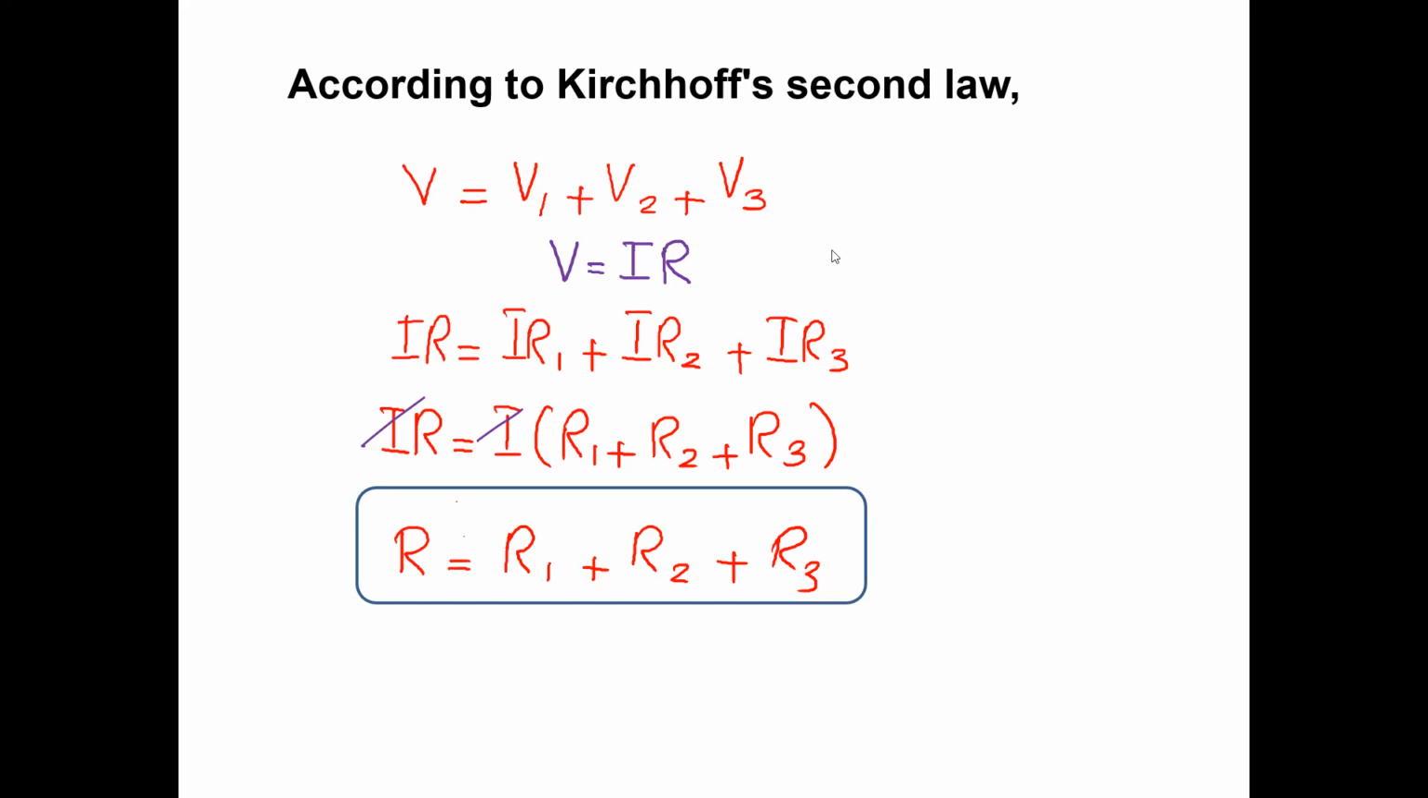This is Kirchhoff's second law. This formula is used in O level. This formula was used to get the effective resistance. This formula is used to get the effective resistance across a loop.